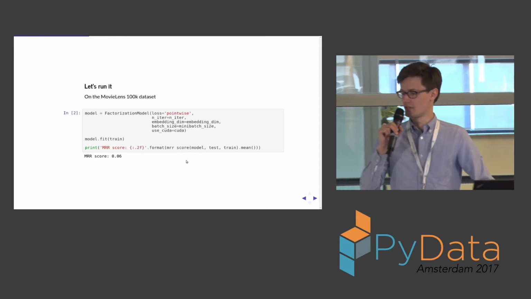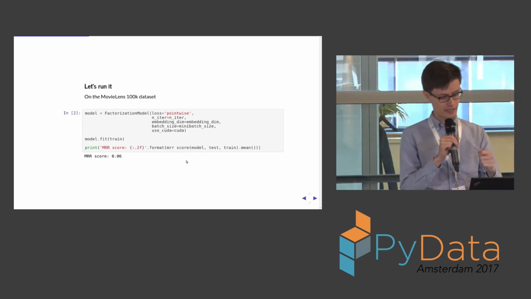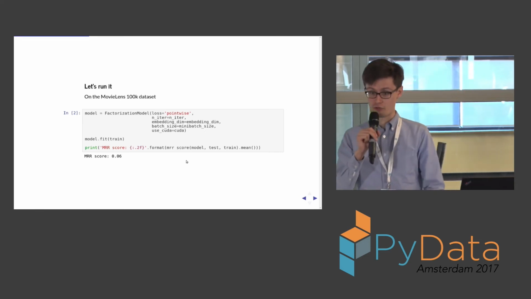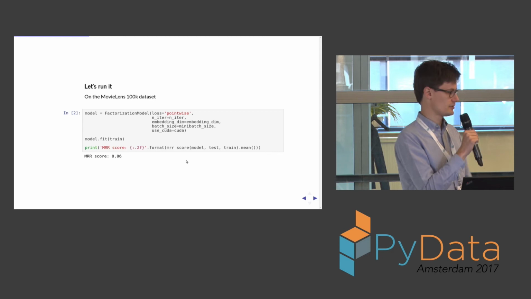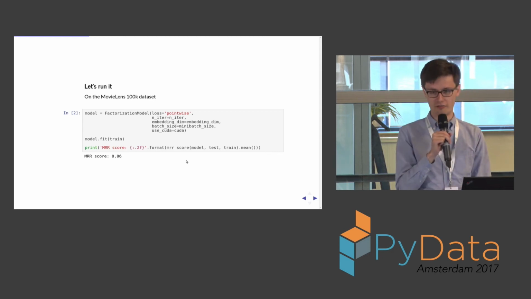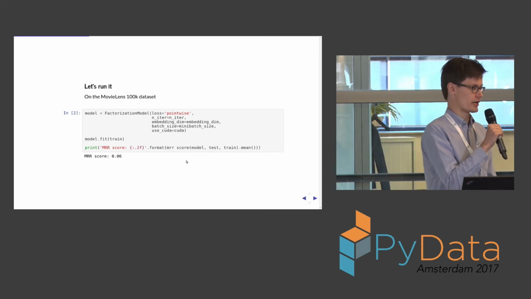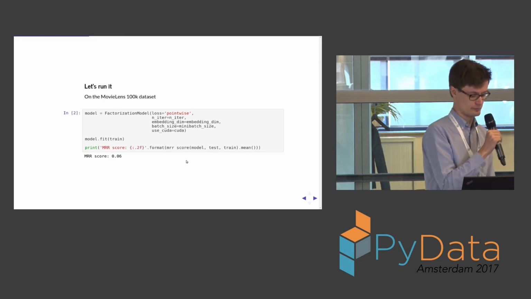Yes, so let's run the model that we just defined. We have the pointwise loss, we put the data through it, we fit, and we produce the score, which in this case is 0.06, which is okay. But now that we have this neural network toolkit model, can we actually do better, and how easily can we do it?